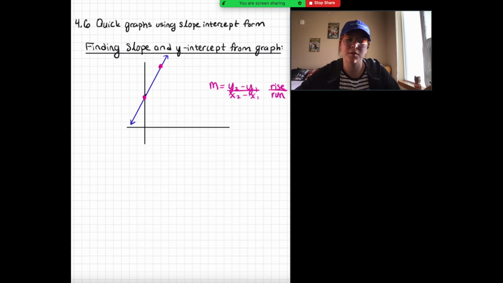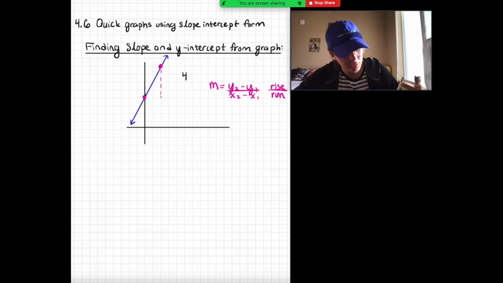So to find our rise, all we have to do is see what our change in y is. So if we were to go all the way down to our point, what is the distance there? Well, our distance would be, starting at our point, 1, 2, 3, 4. So we know our rise is 4.